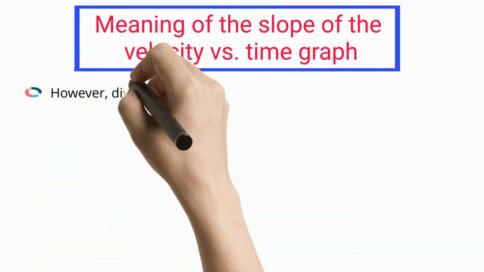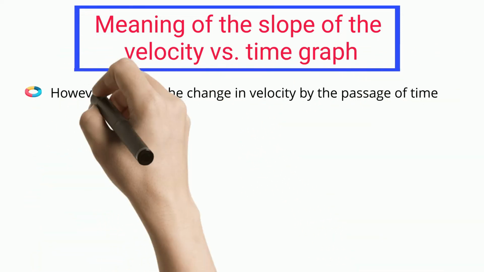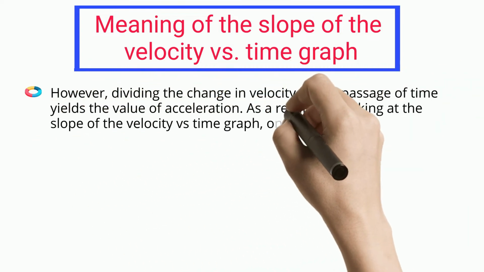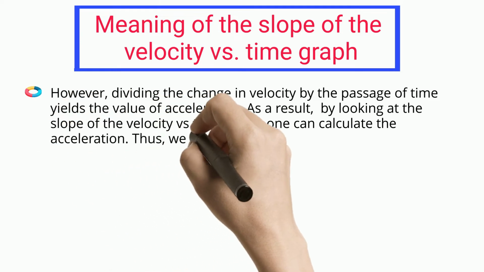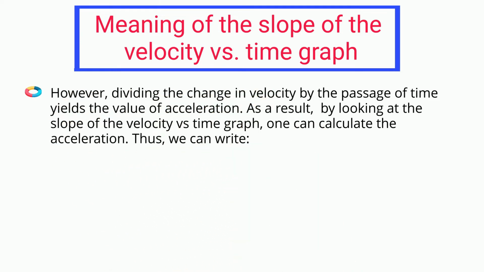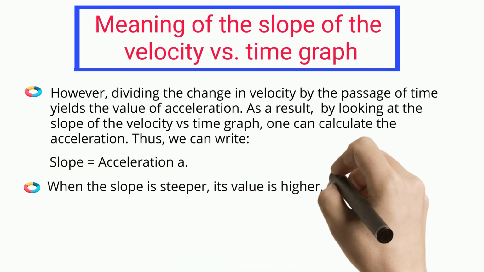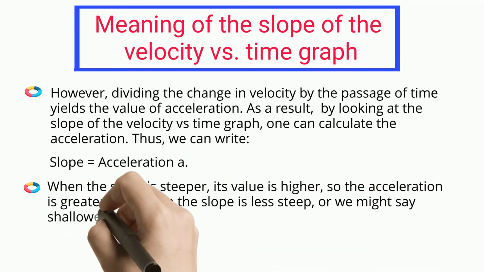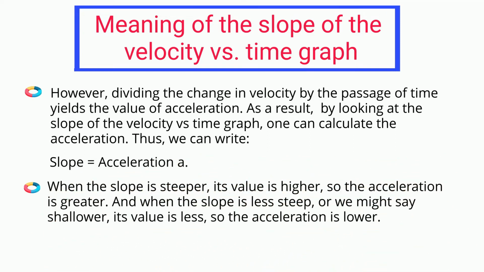However, dividing the change in velocity by the passage of time yields the value of acceleration. As a result, by looking at the slope of the velocity versus time graph, one can calculate the acceleration. Thus, we can write slope equals acceleration a. When the slope is steeper, its value is higher, so the acceleration is greater. And when the slope is less steep, or we might say shallower, its value is less, so the acceleration is lower.